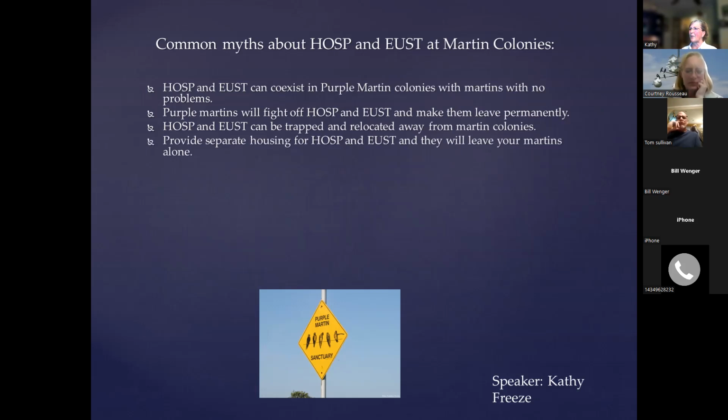Provide separate housing for house sparrows and European starlings, and they will leave your martins alone. No, that may happen once in 1,000, but why risk it? So several reasons you don't want to do this. One, if you provide separate housing for them and they do start breeding, guess what happens to your site? The numbers of these invasive birds increase. The competition for the housing increases, and you just have to keep adding housing to appease them.